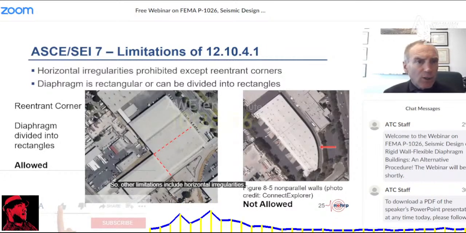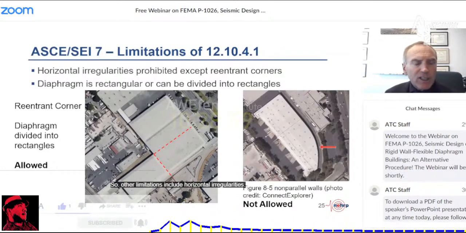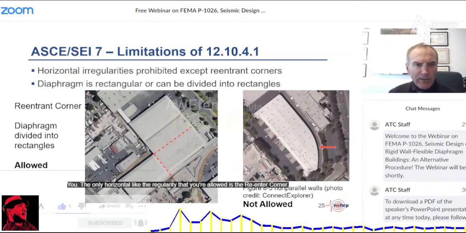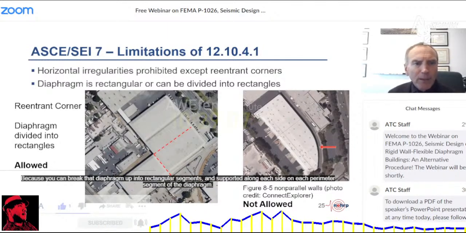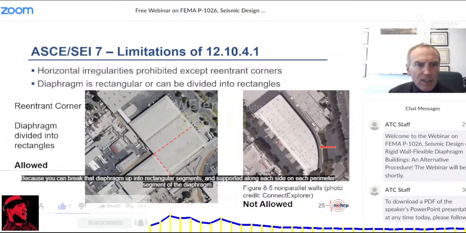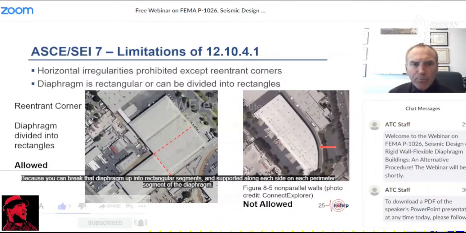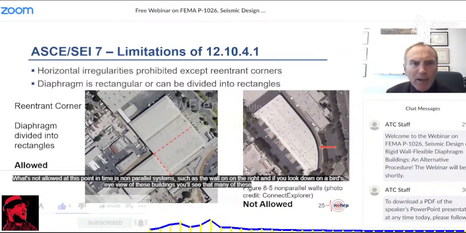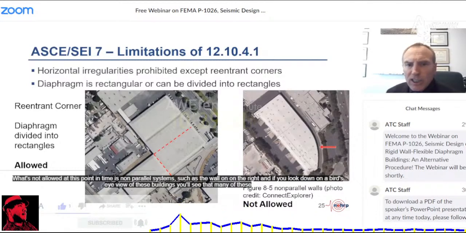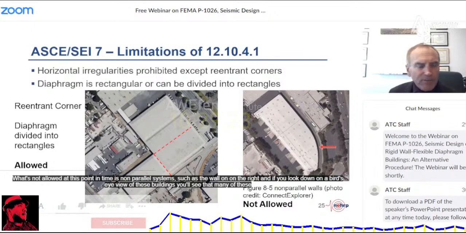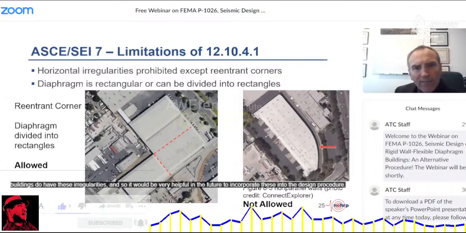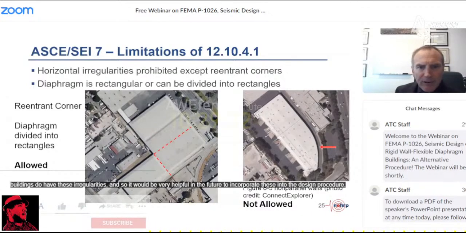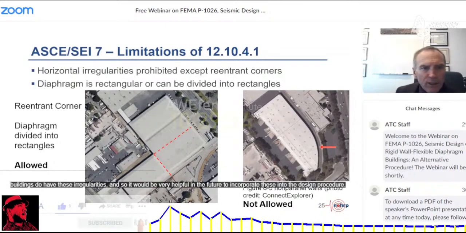So other limitations include horizontal irregularities. The only horizontal irregularity that you're allowed is the reentrant corner, because you can break that diaphragm up into rectangular segments and support it along each perimeter segment of the diaphragm. What's not allowed at this point in time is non-parallel systems, such as the wall on the right. And if you look down on a bird's eye view of these buildings, you'll see that many of these buildings do have these irregularities. And so it would be very helpful in the future to incorporate these into the design procedure.